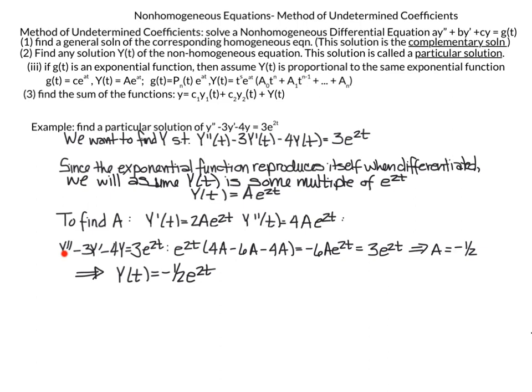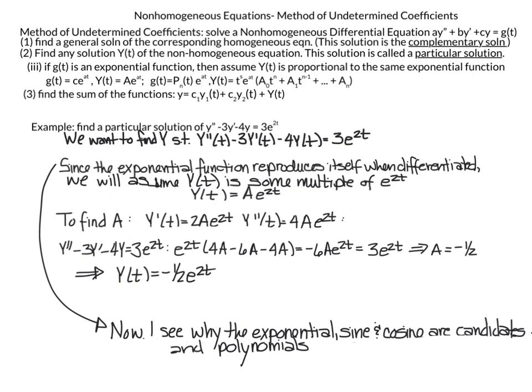What I'm left with is, for y double prime, 4A. For y prime, I have to multiply by minus 3, so minus 3y prime will give me minus 6A, and then minus 4y gives me minus 4A. When I add 4A minus 6A minus 4A, I get minus 6A multiplied by e to the 2t. For my differential equation, this must equal 3e to the 2t, which means A is equal to minus 1/2. So now I know my particular solution is minus 1/2 e to the 2t.